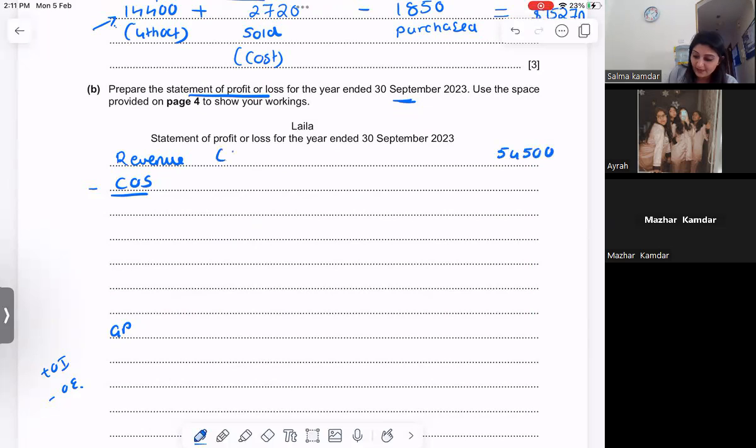Whatever trade receivable account you've made, you show it in working note number 1. Now I'll pause the video for some time. You can find out your opening inventory, purchases, closing inventory, and come up to the gross profit.